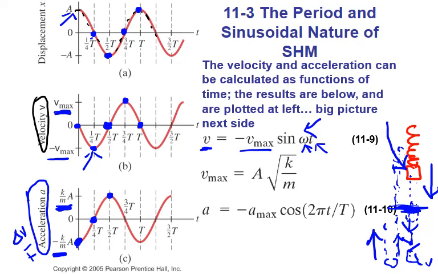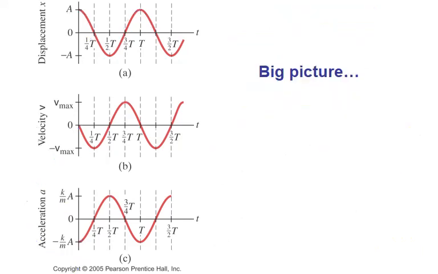And so likewise here with acceleration, this turns out to be a negative cosine function, which should make sense. So negative cosine function here, the velocity is a negative sine function, okay? And that should make sense as well as it moves back and forth. And here's acceleration maximum: k A over m, so the spring constant times the amplitude over mass.